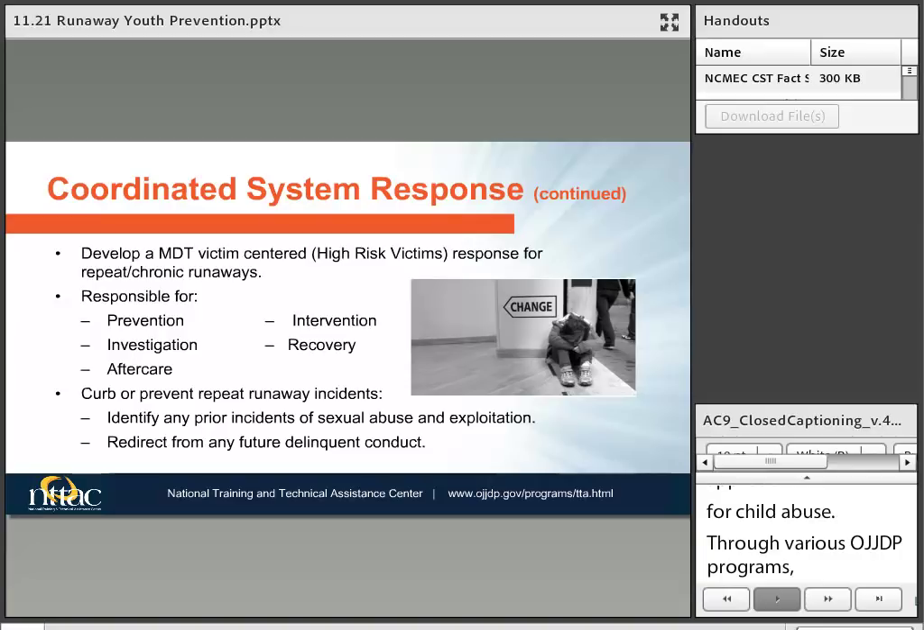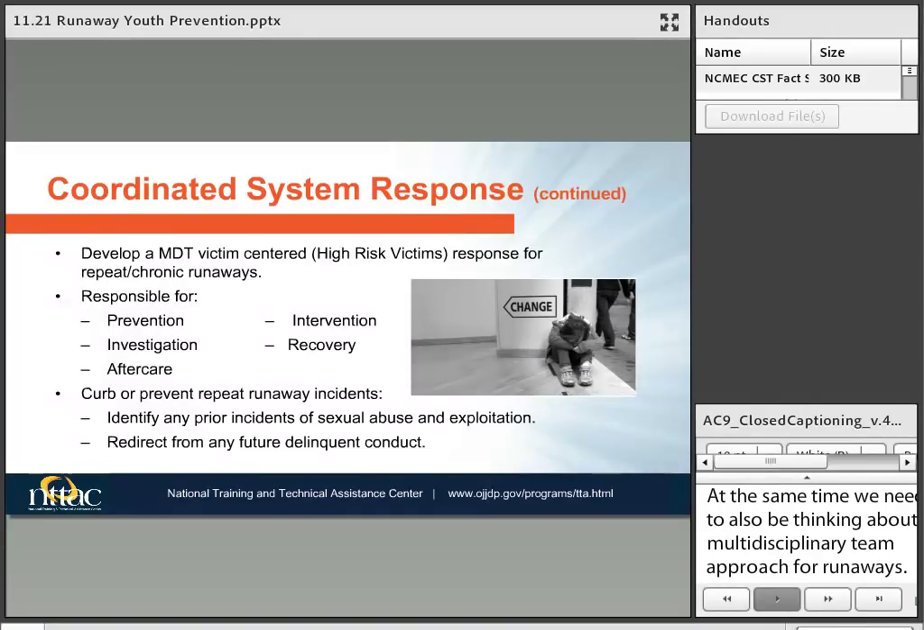Now, some of you say, and I'll use Dallas as an example, when I first started developing this in Dallas, people would say, well, you've got 7,000 runaways a year. It's impossible to do that. Okay, but what if we focus on that chronic runaway? Knowing what all the research says, what if we focus on a chronic runaway?